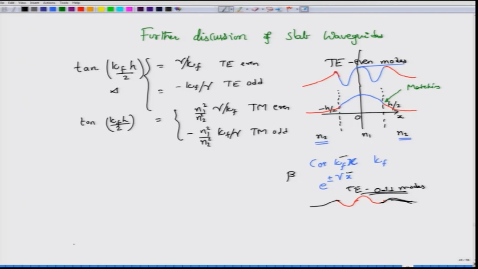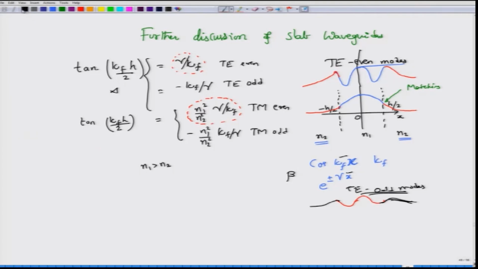Now, you can actually see that the right hand side is essentially the same as the case for the TE one, but these values are slightly larger than the TE case, because n1 is usually larger than n2. Of course, you need that scenario because you want waves to be guided in the film region. So, for n1 greater than n2, n1^2/n2^2 will be greater than 1, and therefore (n1^2/n2^2) gamma/kappa_f is slightly larger than gamma/kappa_f of the TE modes. Okay. So, now I have not derived the TM even and TM odd mode characteristic equation.